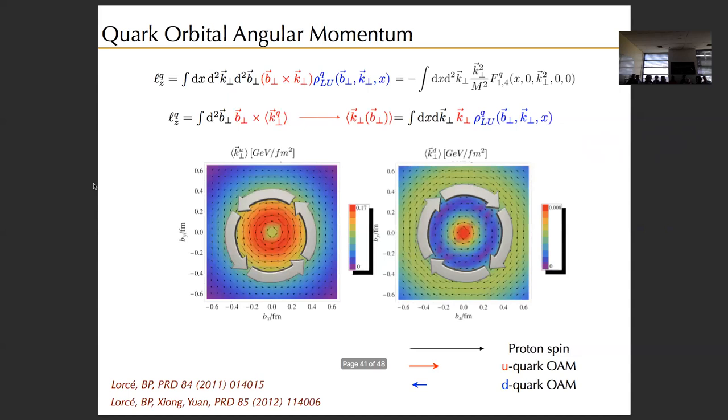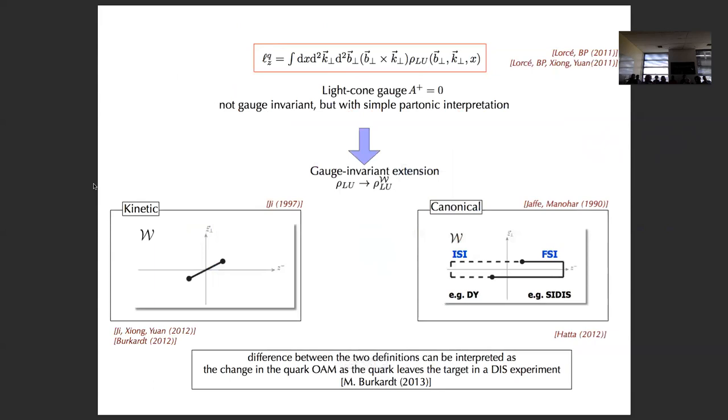This one was calculated by taking the Wilson line to be one and ignoring the Wilson line. But this definition of the orbital angular momentum can be made gauge invariant by introducing the dependence on the Wilson line. And you have two different ways to do that. You can introduce a Wilson line which connects the quark fields along a straight line, and in this case you get the Ji definition of the orbital angular momentum. Or you can use a staple-like gauge link, and in this case you recover the Jaffe-Manohar definition. And these two definitions are T-even quantities, so they do not depend on whether the Wilson line is a past or future pointing one.